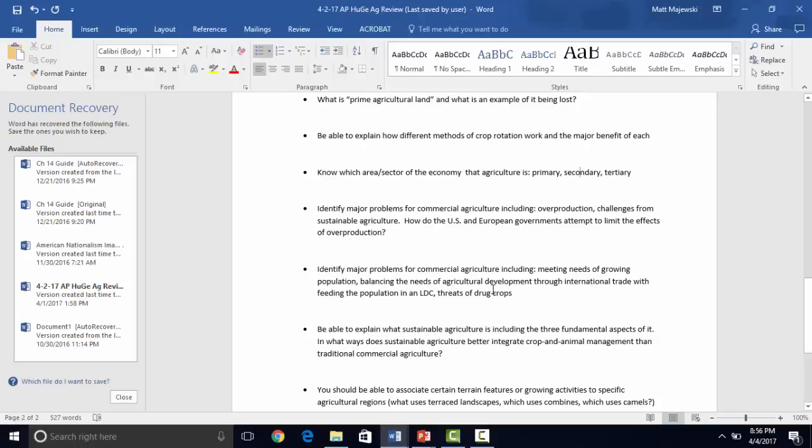Problems, by the way, this should be LDC, not commercial ag. This should be subsistence ag down here. Mr. M, this review sheet has some problems. Meeting the needs of their growing population and balancing the needs of development through trade with feeding their population.